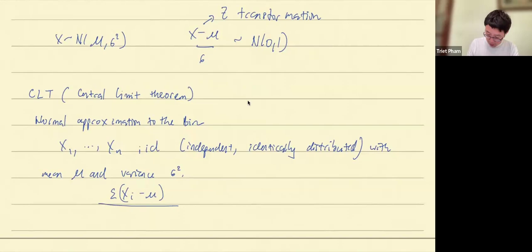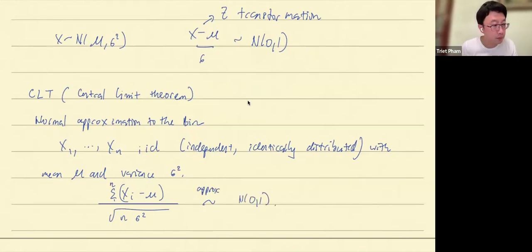And you divide it by square root of n times the standard deviation. Sorry, times the variance. Then they approximately have the standard normal distribution. Again, this looks a bit fancy, but it's really not.